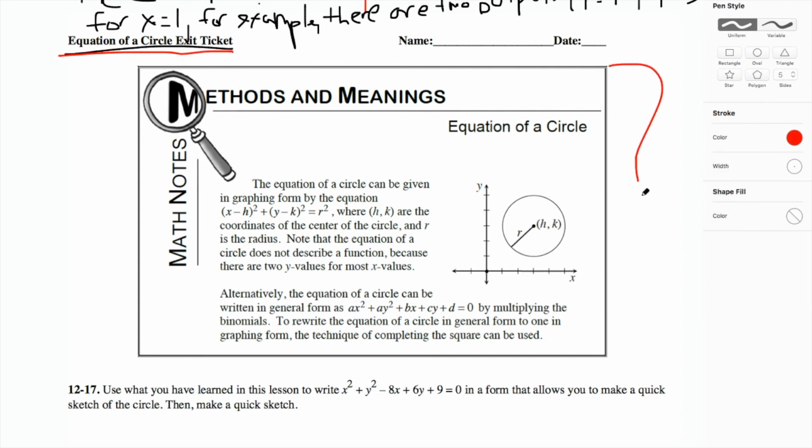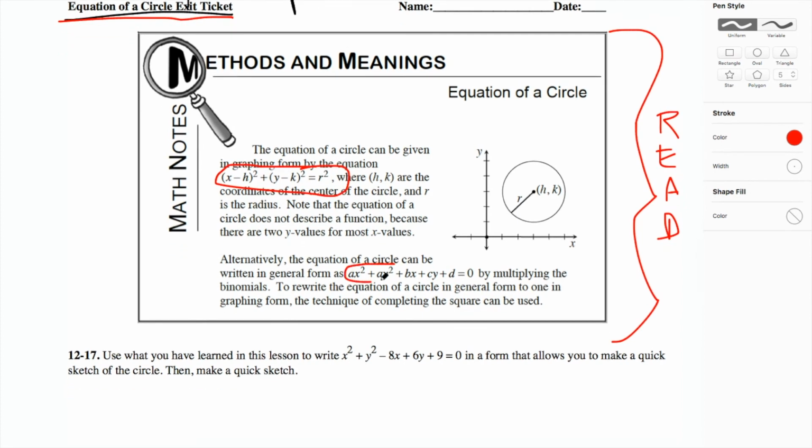And we even have some reading here. So please read this if you haven't yet already. The little math notes. These math notes are good. Just take a second and read them here. And they tell you everything you already know. This is the graphing form. H and K is the center. R is the radius, and it gets squared on the right side of our graphing form.